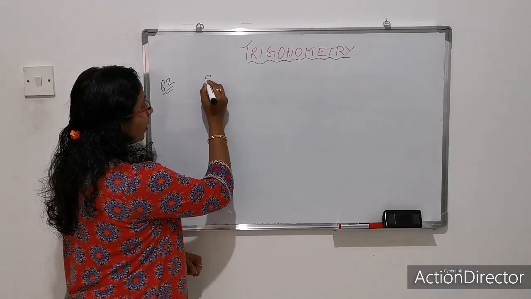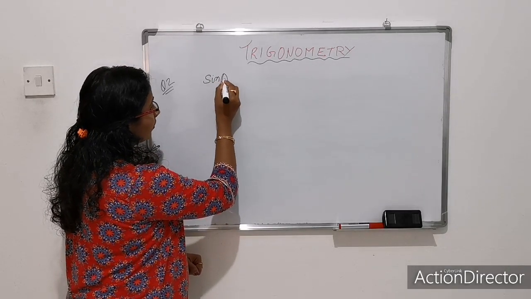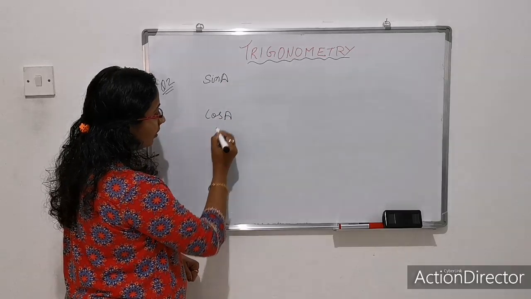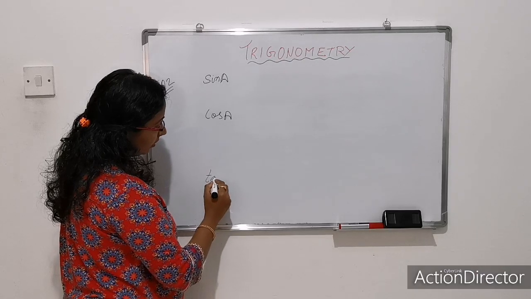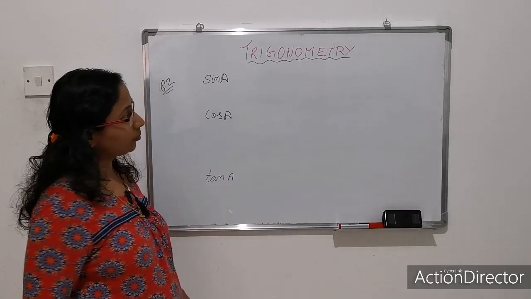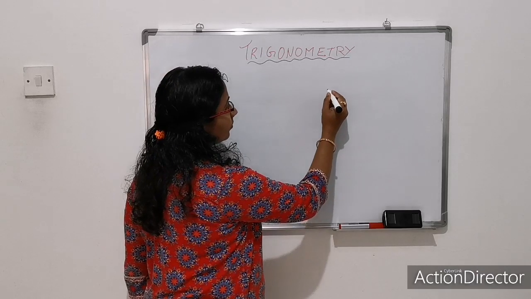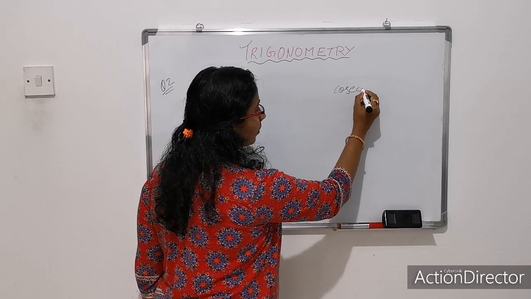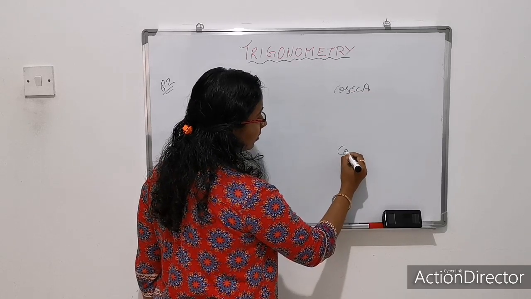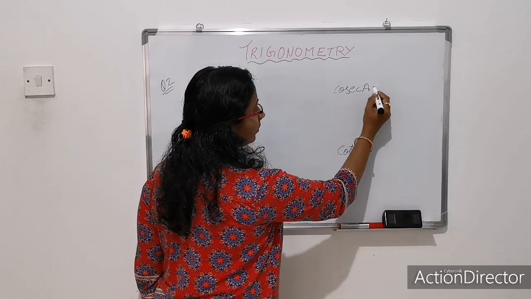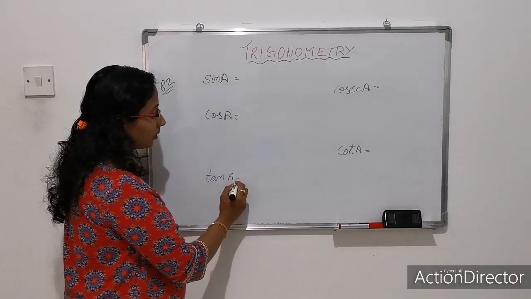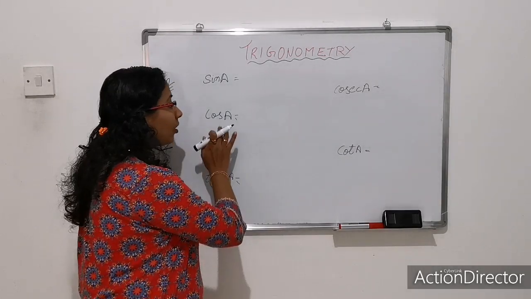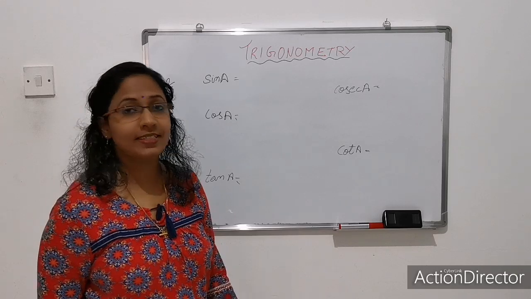So first comes sin A, then cos A, then tan A, then cosec A, and then cot A. Now first I will try to change cos into sec because it is the easiest.